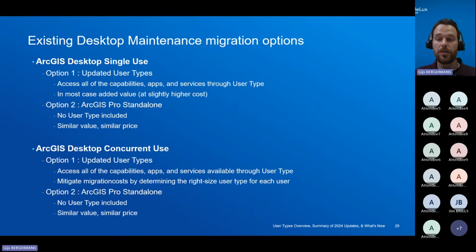What if you have an ArcGIS desktop concurrent use maintenance contract? Well, if you are using a concurrent use license, it usually means that multiple colleagues are using this license. So in that case, option 1 would be to choose updated user types for your colleagues. That would give them access to all of the capabilities, apps, and services available through their user types. Of course, for this situation, it is necessary to first evaluate and determine if each user needs the same user type. In that way, customers can avoid paying money for functionality that they don't really need. So it will help customers to reduce migration costs.